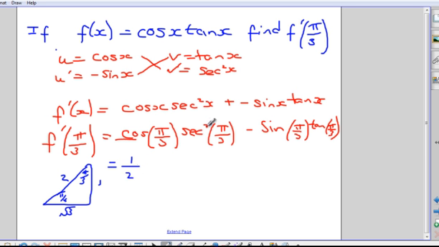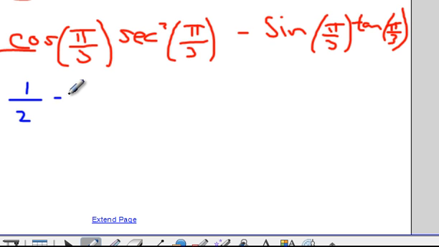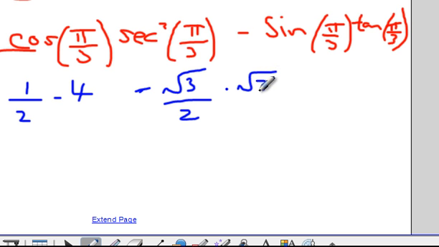Sec squared is 1 over cos squared, so if cos pi by 3 is a half, sec pi by 3 is 2, and sec squared is 4. Right, sine of pi by 3 will be root 3 over 2, so minus root 3 over 2, and tan pi by 3, opposite over adjacent, will just be root 3. And I haven't even had to use my calculator, which is fabulous because it's still in my bag.